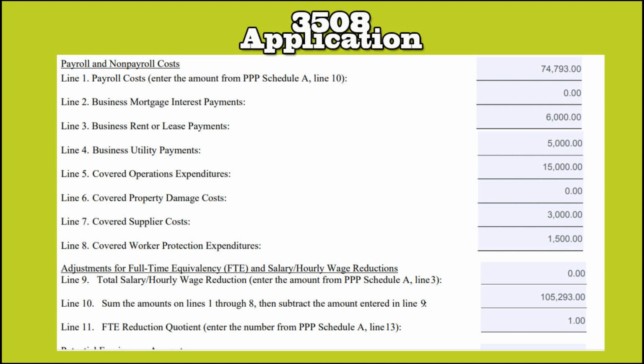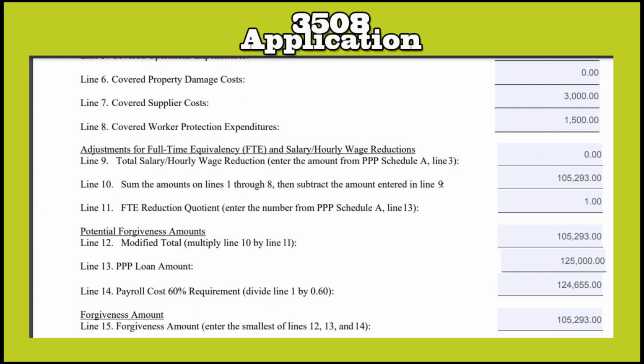Okay, so on line 10, you want to sum up the amounts from line 1 through 8. That is everything: your rent, your expenditures. So you want to take line 10 and total up 1 through 8, and then you want to subtract line 9. Our line 9 is 0, so there's no subtraction there. If you have an amount there, you will subtract that amount, okay?